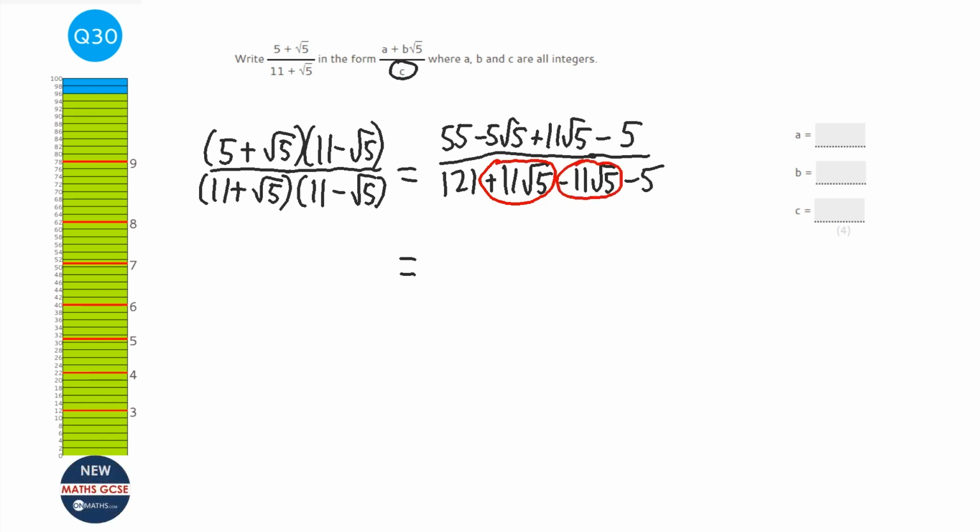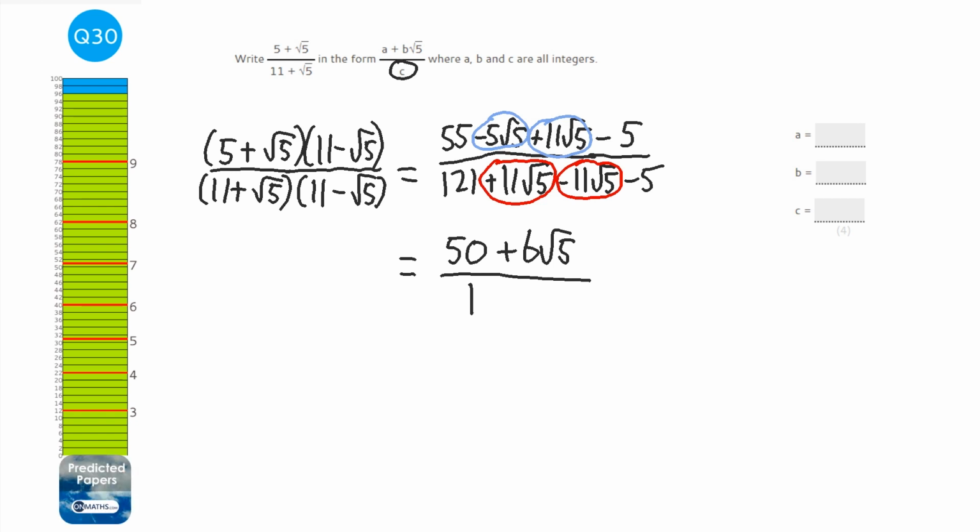So let's simplify the top. 55 take away 5 is 50. And minus 5 root 5 plus 11 root 5, well, if you think about it, you've got 11 of something, and you're taking away 5 of it. Well, you're left with 6 of it. So it's plus 6 root 5. Now let's go through the bottom. The two middle ones have cancelled each other out, so it's 121 take away 5, which is going to be 116.